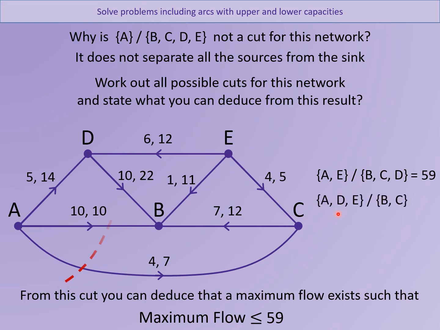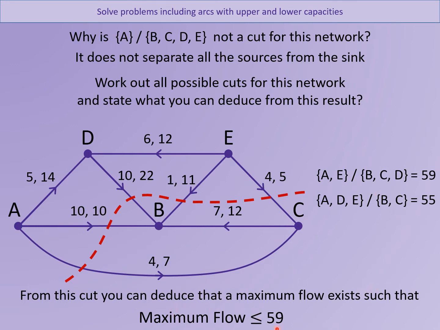So what else have we got then? ADE. Yep, so source, and then this is the sink side on this side, with B and C in it. So I need to just check this one. Source to sink, source to sink, source to sink, source to sink, source to sink. They're all in the correct direction. They're all flowing in from source to sink. So therefore, we just add them up and there's 55. What can we deduce now?